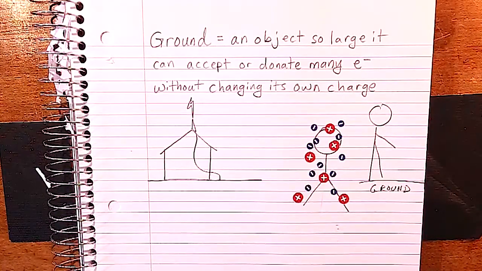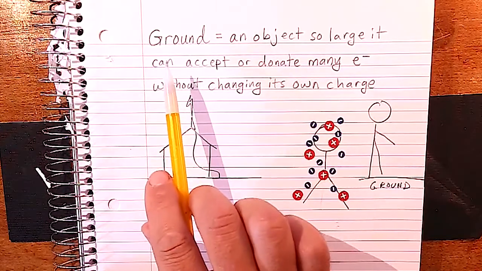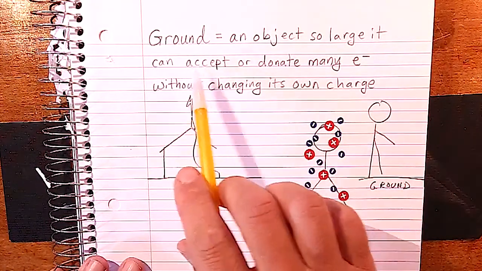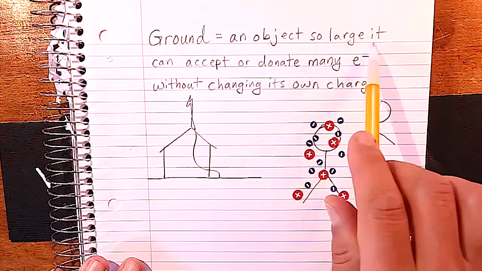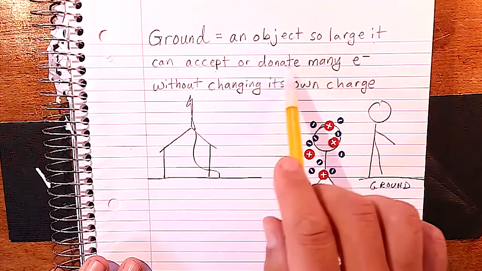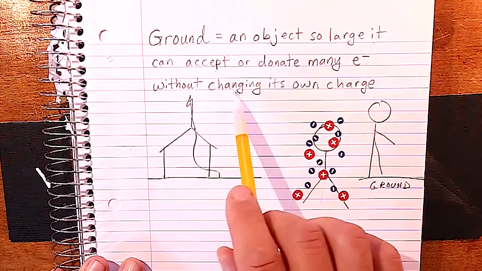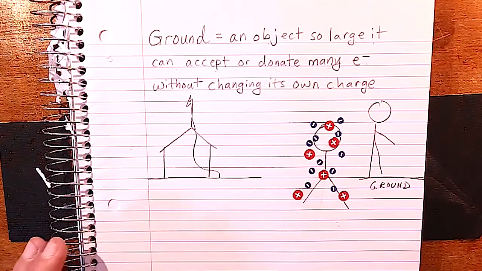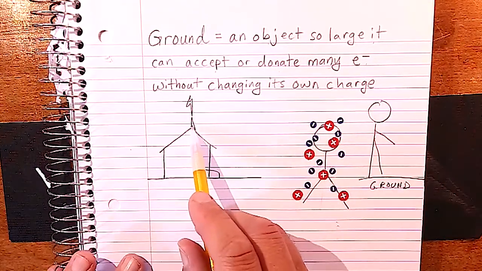I'm sure that you've heard the term ground or an object getting grounded. Well, what does that mean in physics? Well, it's an object that's so large it can accept, meaning gain, donate, give many electrons without changing its own charge. So one of the best things that works like this is a lightning rod.